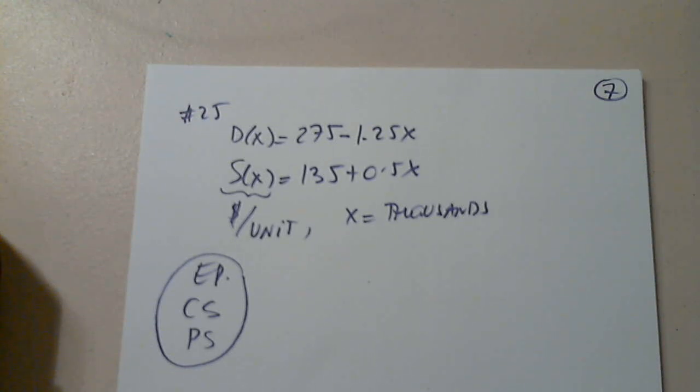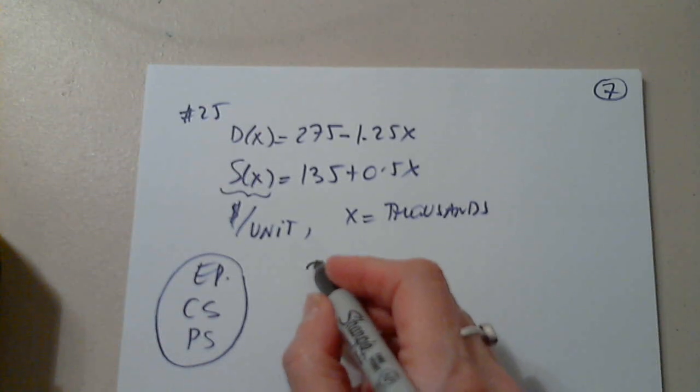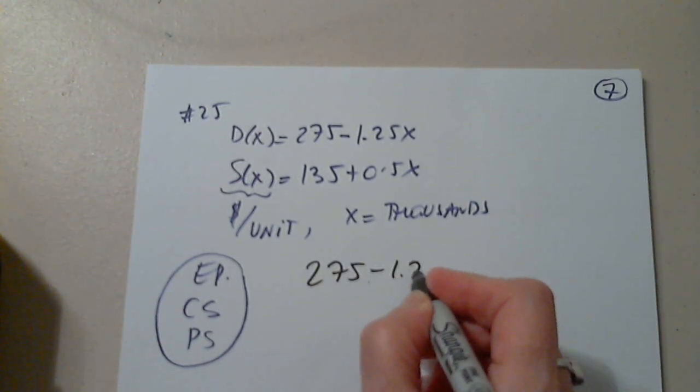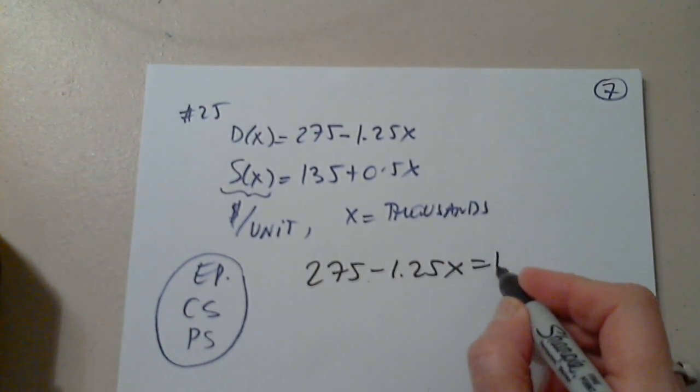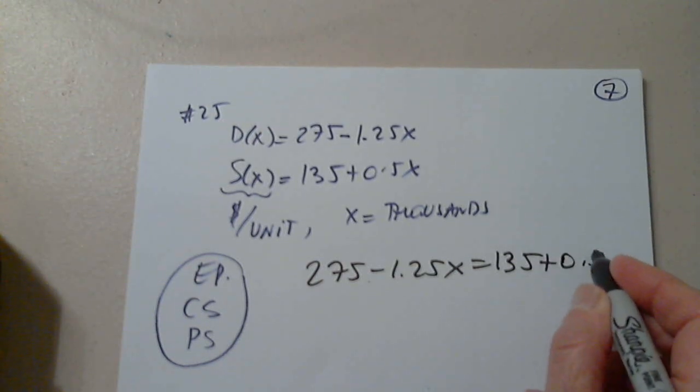How do we start? How do we find the equilibrium point? Like before, there is no change. What do we need to do? Set them equal to each other. Perfect. Very simple. 275 minus 1.25x equals 135 plus 0.5x.